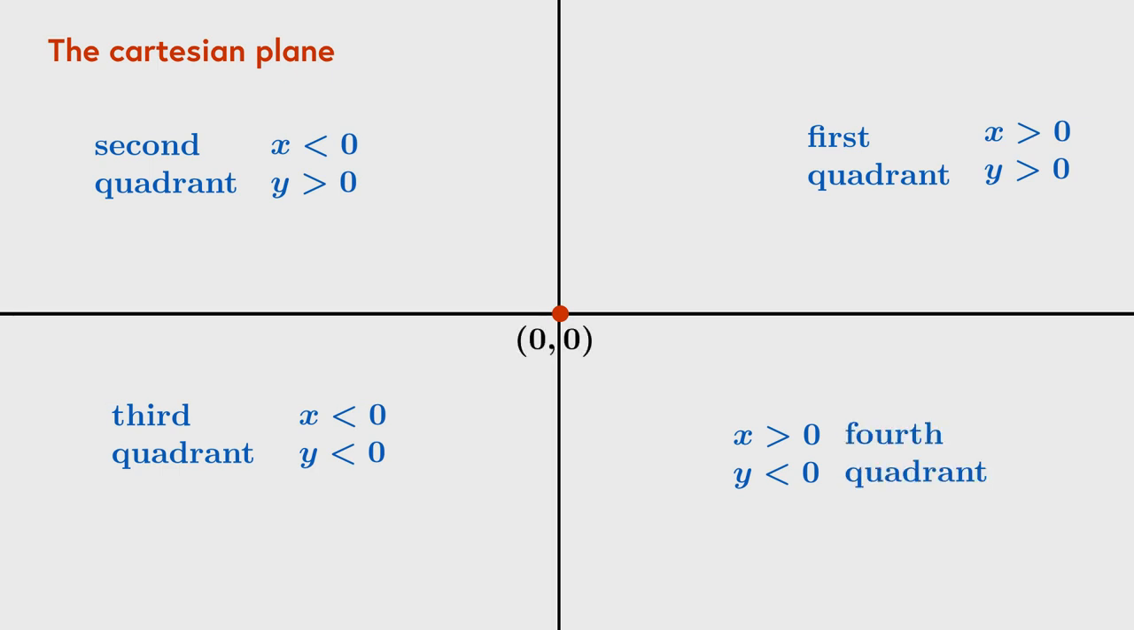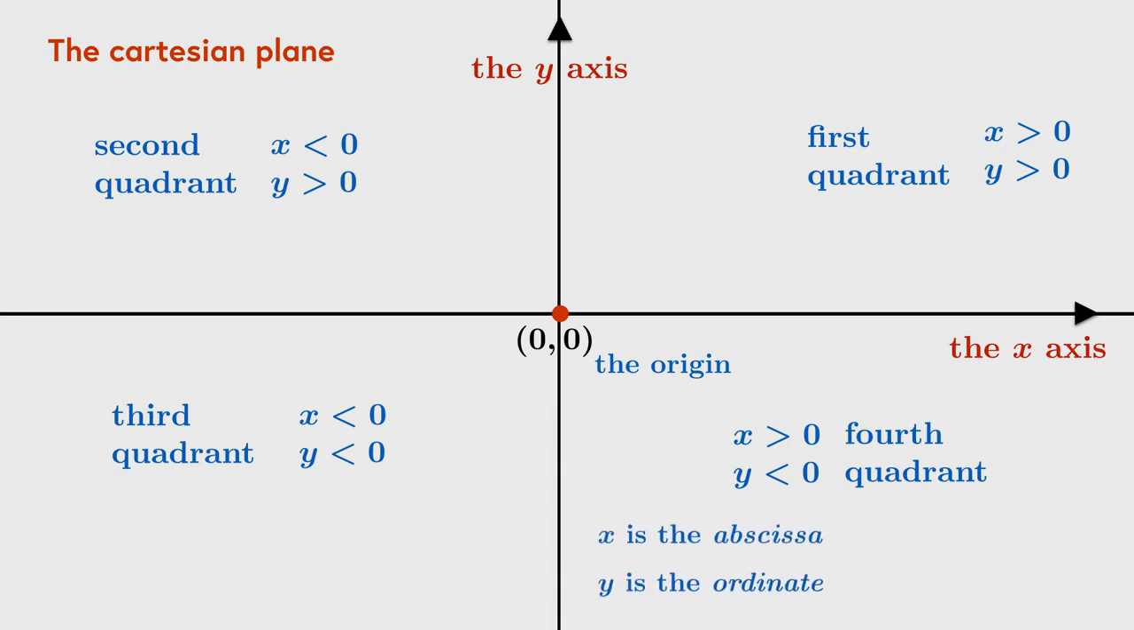The point at the intersection of my two axes is called the origin. Its coordinates are obviously 0, 0. More terminology: the horizontal axis, for obvious reasons, is referred to as the x-axis, and the vertical axis is referred to as the y-axis. Sometimes you call x and y the abscissa and the ordinate.